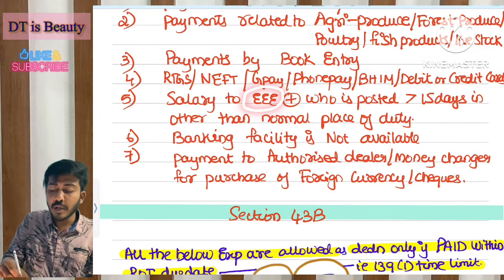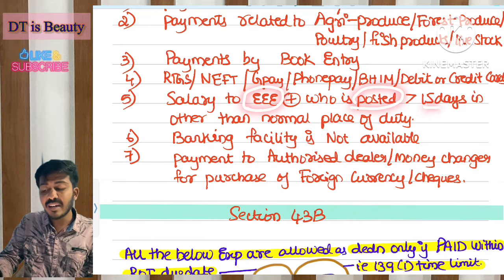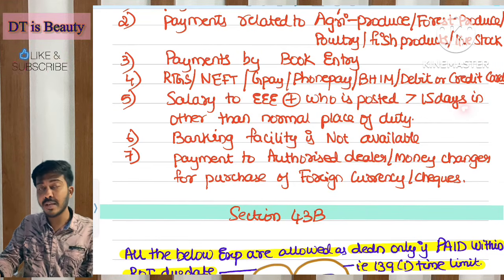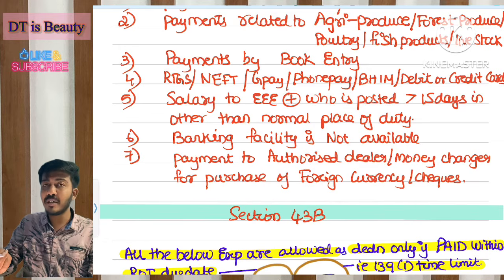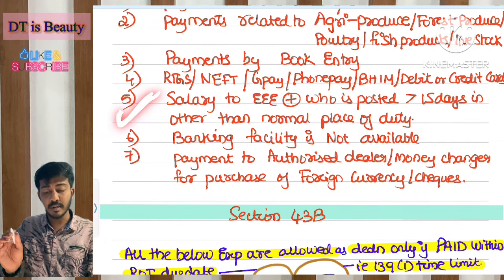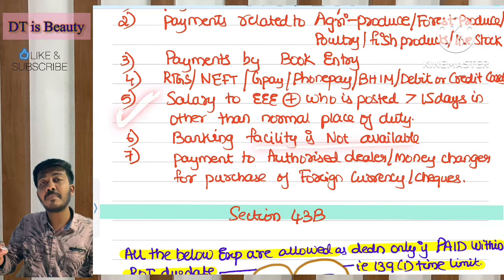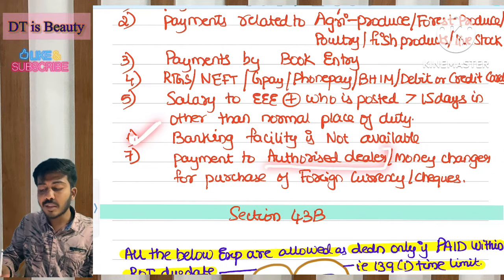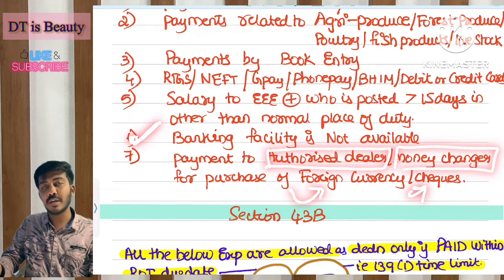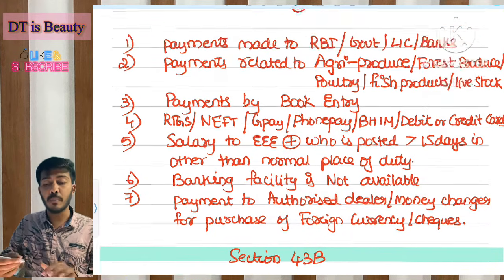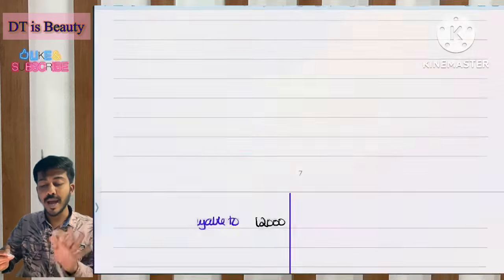Next, salary to an employee who is posted for greater than 15 days at a place other than the normal place of business. If you make a salary payment to him greater than 10,000 in cash, it is allowed as deduction. And if banking facility is not available in any area, then you can make cash payments greater than 10,000. And payment to authorized dealers or money changers for purchase of foreign currency or checks, if you make greater than 10,000 cash payment, it is allowed as deduction, no problem. All these payments are allowed as deduction.